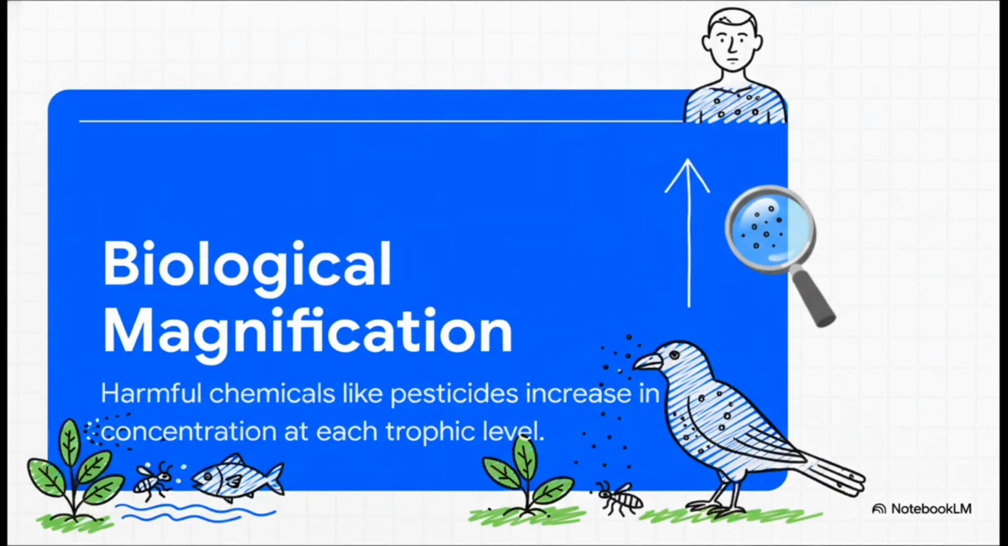Unfortunately, that's not the only way we affect our environment. There's another really serious problem called biological magnification. It sounds complicated, but the idea is simple. Imagine farmers spray pesticides on their crops to kill insects. These chemicals don't just disappear. They get into the soil, into the water, and then into the plants. A small fish eats some of these plants, then a bigger fish eats many small fish. At each step, those harmful chemicals build up and become more and more concentrated. And who's at the top of many food chains? We are. So the highest amount of these dangerous chemicals can end up right inside our body.